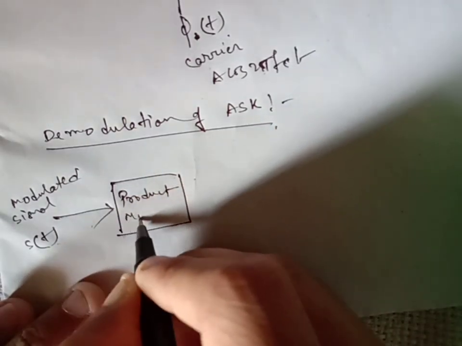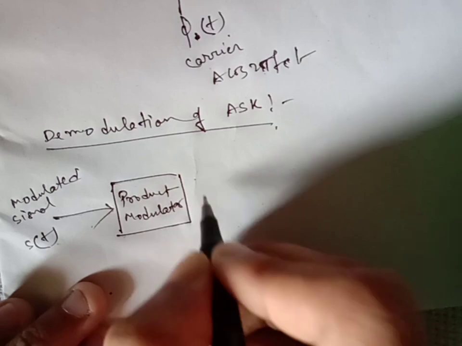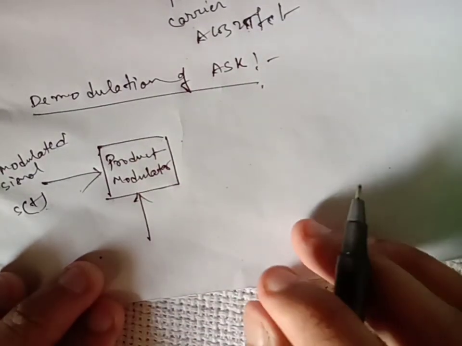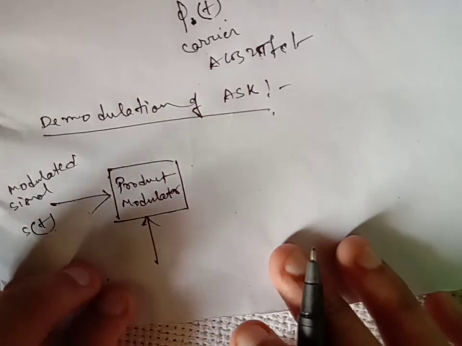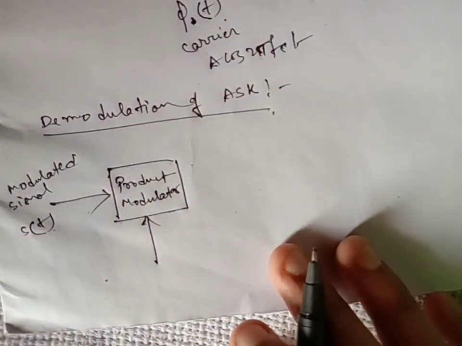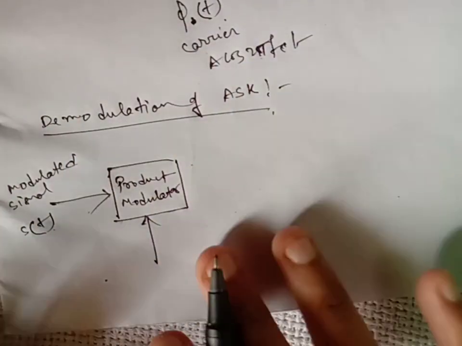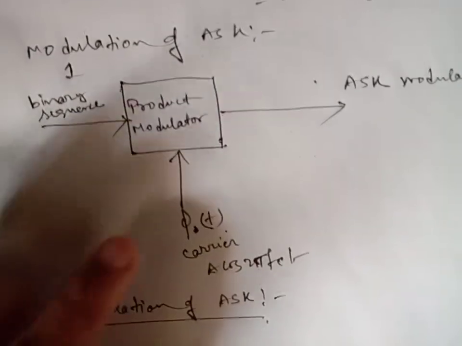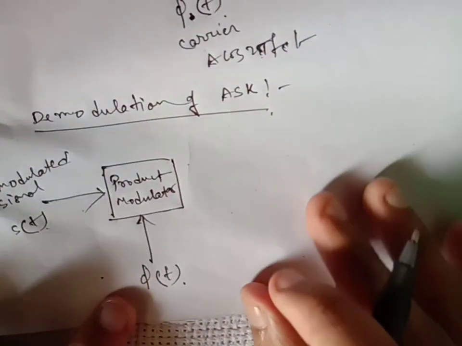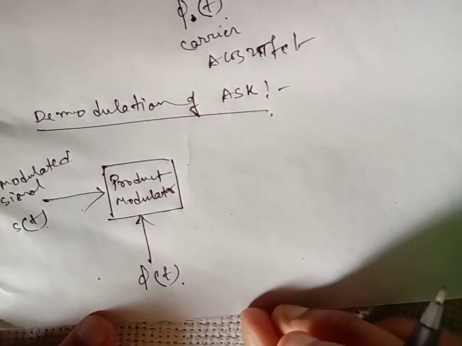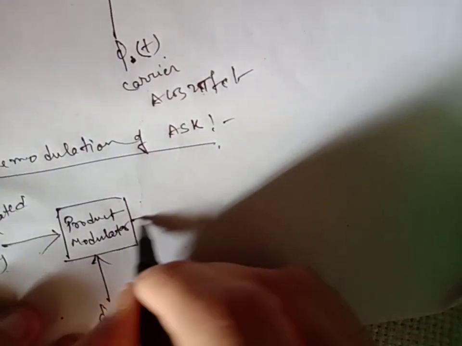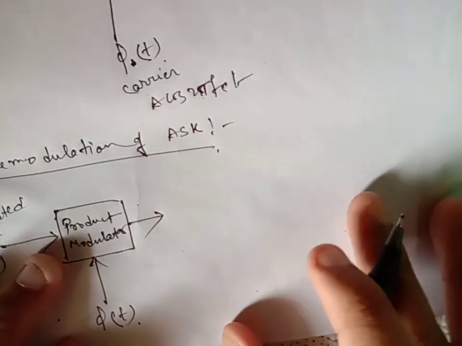Right? And the other input of the product modulator will be the same carrier signal that is being transmitted in the transmitter. Hence it is called coherent detection. So the same signal phi(t), we took there phi(t), here also phi(t), same frequency, same amplitude. This signal is required here. So this is the output of the product modulator.